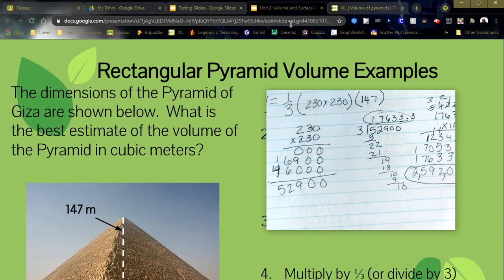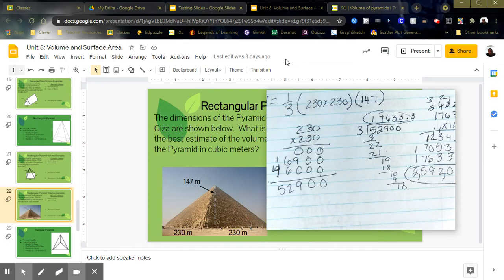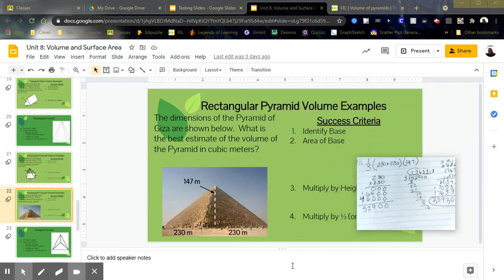Okay. The assignment today is going to be on quizzes. It's all rectangular pyramids. You have to find the volume on all of them. Like I said, you do length times width, or base times height of the rectangle. So 230 times 230 and then multiply by the height. So you're just multiplying all 3 of them together and then dividing by 3 at the end.